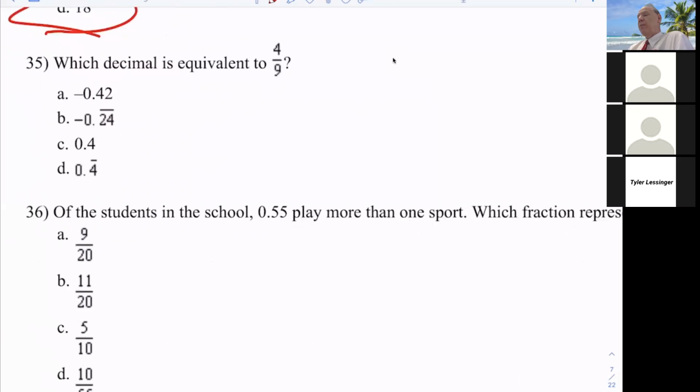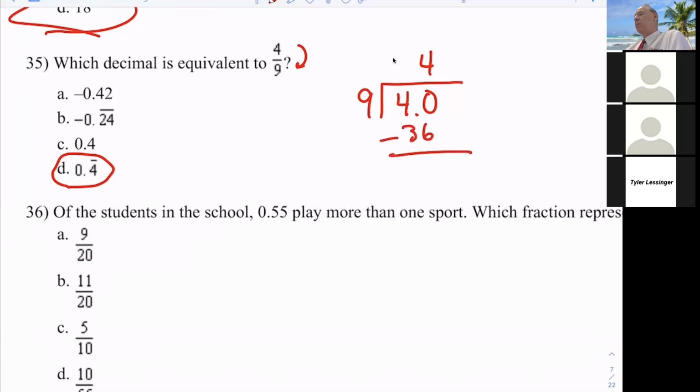Yeah, 0.4 repeated. All right, now let's just say again, pretend like you forgot that. This is just a division problem. So everybody's practicing. 9, and then it goes into 4.0. 9 goes into 40 how many times? 4 times. 9 times 4 is 36. Subtract, 4, bring down the 0. Now you can hopefully see why it is 4 repeated. Everybody okay with that?